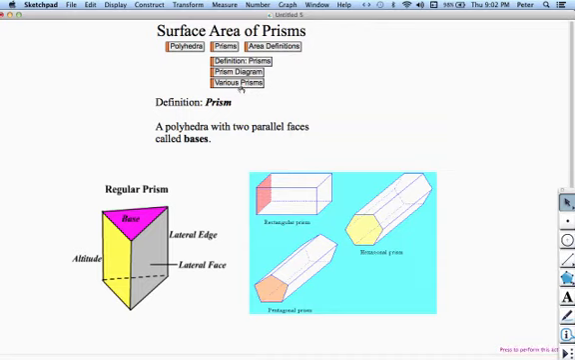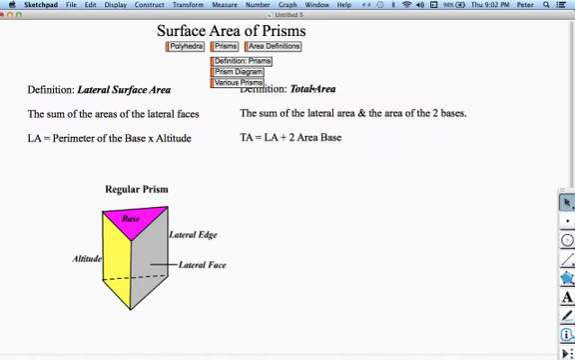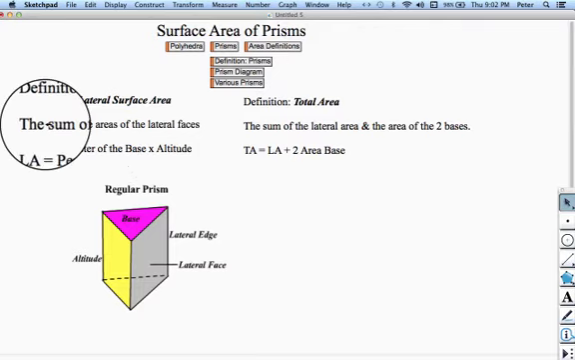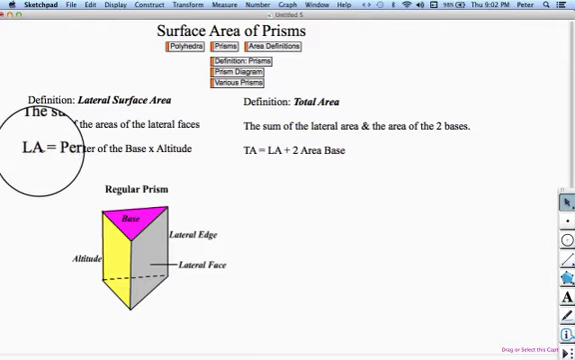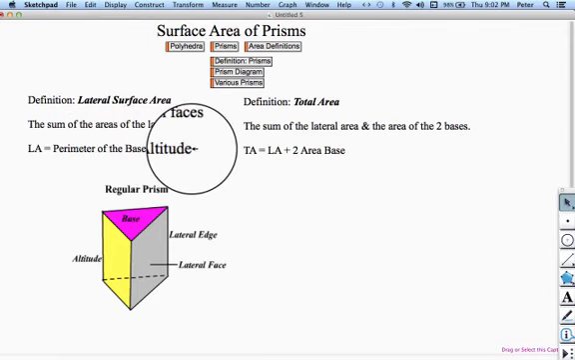Okay, let's take a look at two very important definitions relating to area. Now, the first is lateral surface area. Lateral surface area is the sum of the areas of the lateral faces. Now, you may have just calculated the area of each face in the past and added them up. But I'd like you to use a new formula, and I'll show you that in some of the tutorials, how it's just quicker. The lateral area, which I'll abbreviate as LA, equals the perimeter of the base times the altitude.